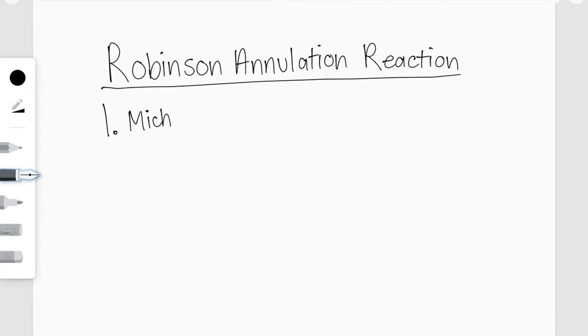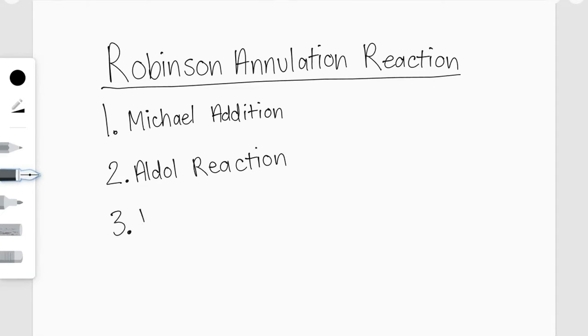Today, we'll be working on the Robinson Annulation reaction, which is a multi-step reaction, first following a Michael addition, then an aldol reaction, and then an aldol condensation reaction. For this reaction, we are going to start with a cyclic dicarbonyl compound. This means that we have two carbonyl functional groups, which suggests that we have 3 alpha carbons.